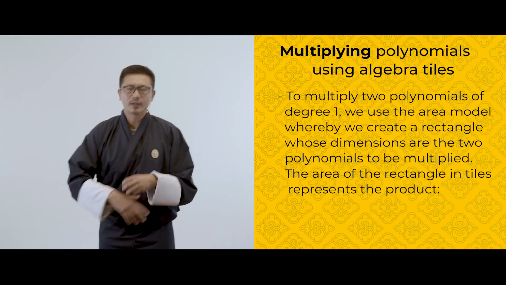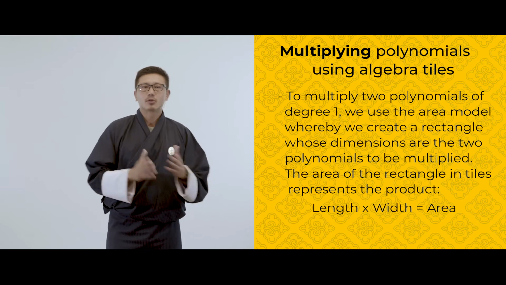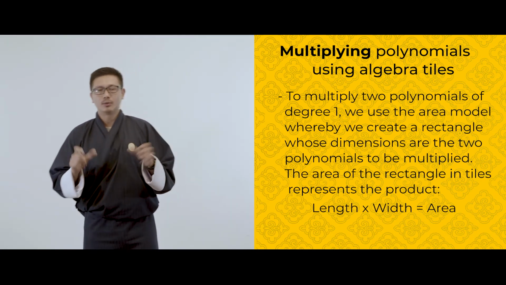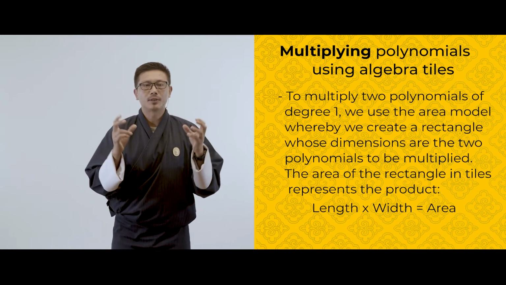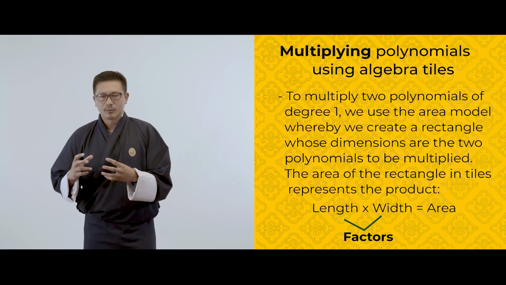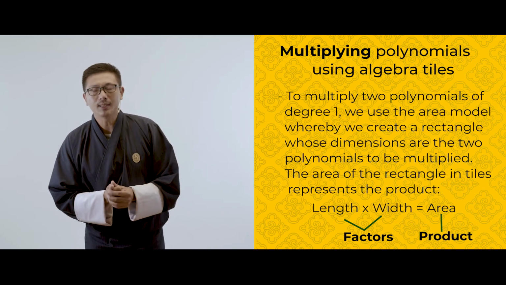In a way, the very basic understanding of the area model is that we have length times width equals area. The length and the width, which are the two dimensions, represent the factors, and the product will be given by the area of the rectangular shape that we create.